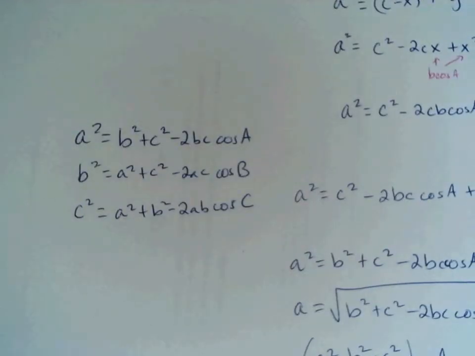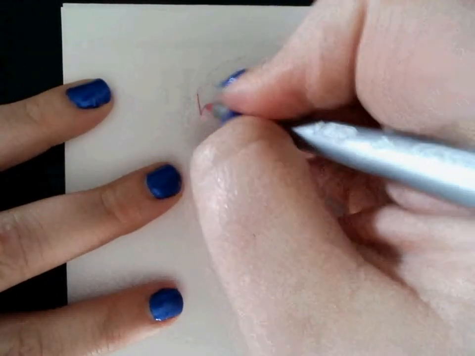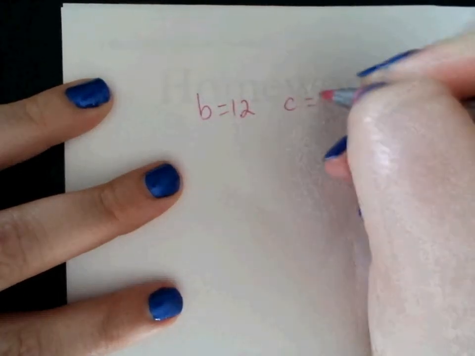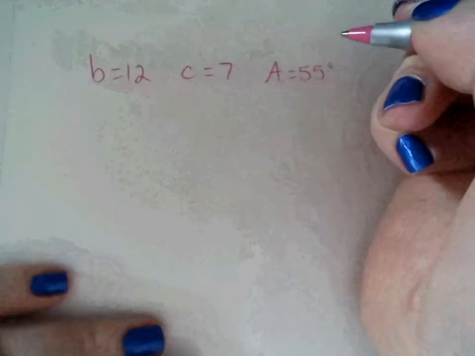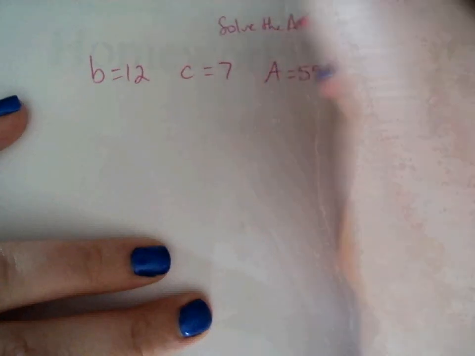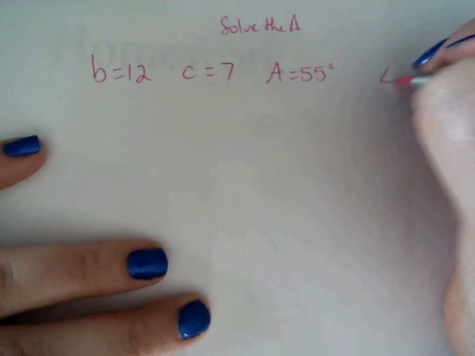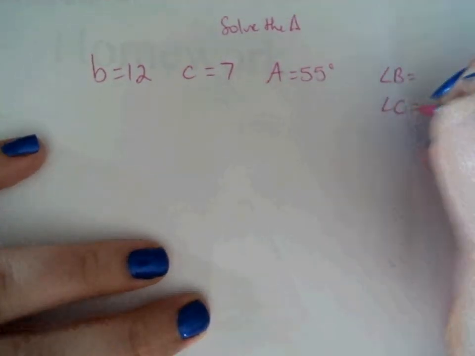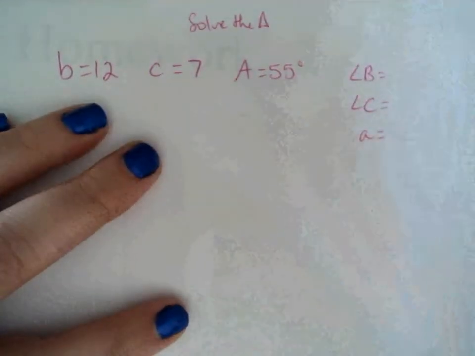Alright, so let's talk about a triangle. If I give you homework, if I give you side B equals 12, side C equals 7, and angle A equals 55 degrees, and I ask you to solve the triangle, then you're being asked to find all the rest of the information. So you need to find angle B, you need to find angle C, and you need to find lowercase a, side A, right?